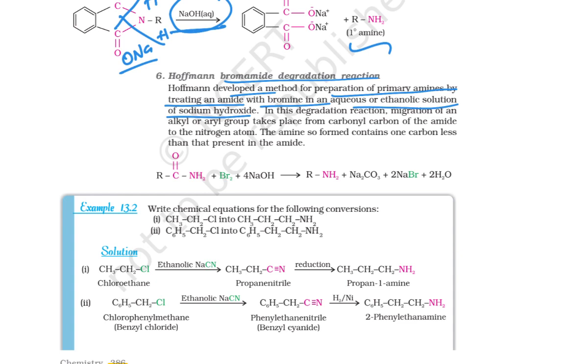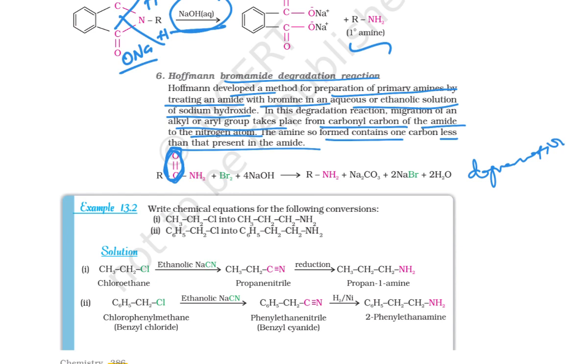In this degradation reaction, migration of an alkyl and aryl group takes place from the carbonyl carbon of the amide to the nitrogen atom. So the amine so formed contains one carbon less than that present in the amide. Here there is a removal of the carbonyl group. The reaction is primarily focusing on removal of the carbonyl group. At that time one carbon gets removed, right? At the time your degradation takes place.